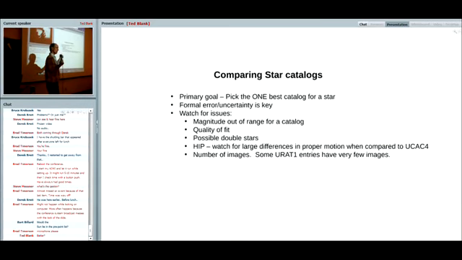Hipparcos computed proper motion by using only the data that it collected during its mission, which was a relatively short span of a few years, so they have an inherent disadvantage in the accuracy with which they can compute proper motion. So you always have to keep that in mind, that there are certain times when you'll see a big difference between the proper motion given in the Hipparcos catalog versus the proper motion that would be calculated from, say, UCAC4 or one of the other catalogs that had a large time span. And that's a flag that there's some issue there that you have to watch out for. The number of images is important for URAT1. Next slide.